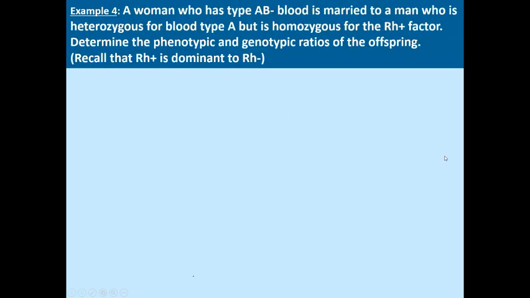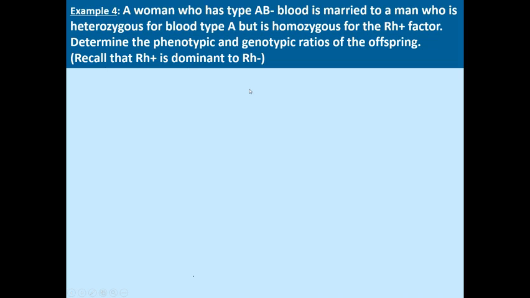Let's look at example 4. A woman who has AB negative blood is married to a man who is heterozygous for blood type A, but is homozygous for the Rh factor. Determine the phenotypic and genotypic ratios of the offspring. Recall that Rh positive is dominant to Rh negative.